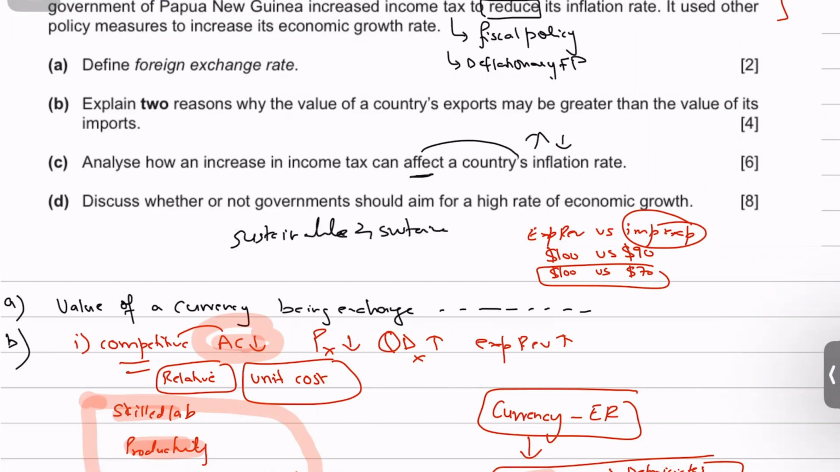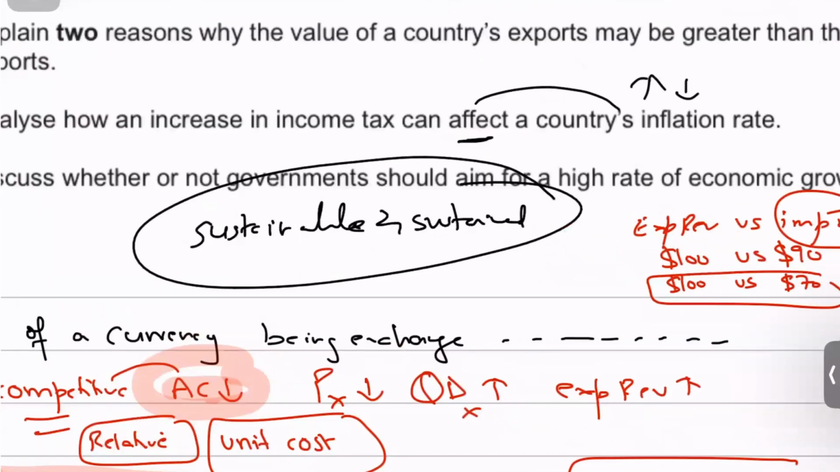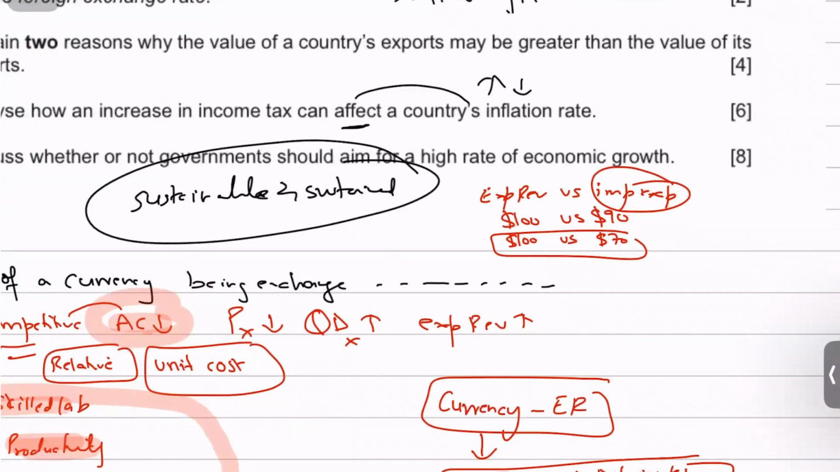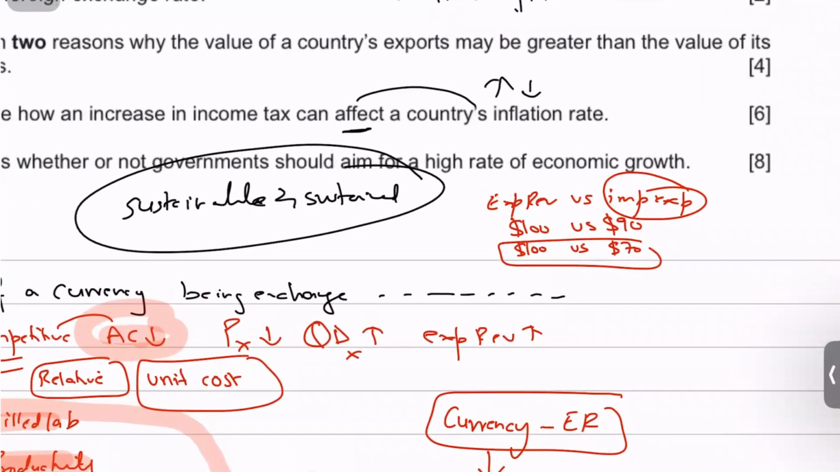Don't say they should not aim for economic growth, because who on earth would not aim for economic growth? So you should aim for economic growth, but not for unsustainable economic growth. We don't want economic growth that comes with significant environmental damage and significant inflationary pressures. We want economic growth that is more sustained and more stable and more balanced.